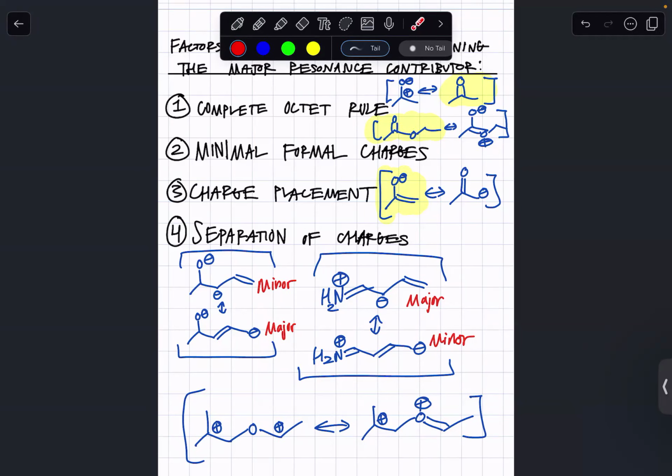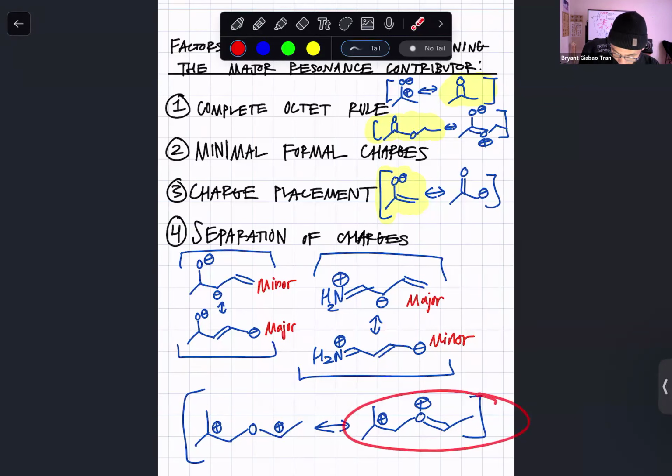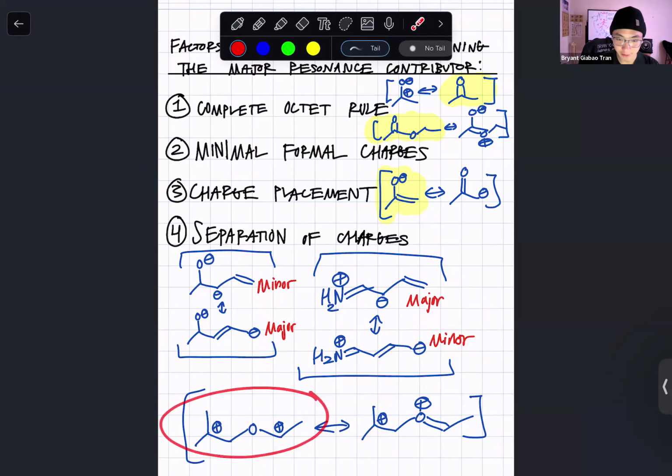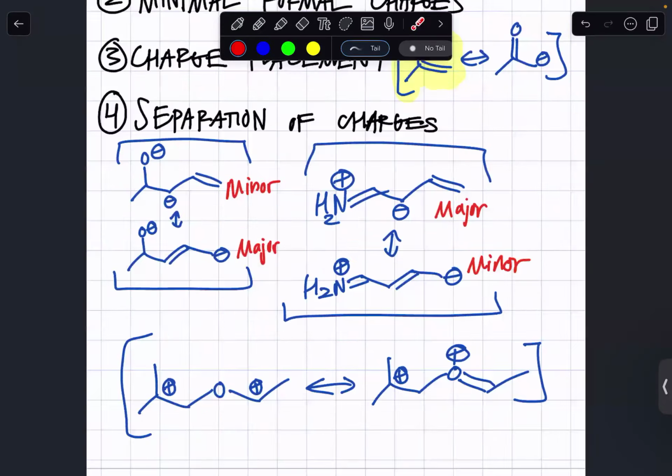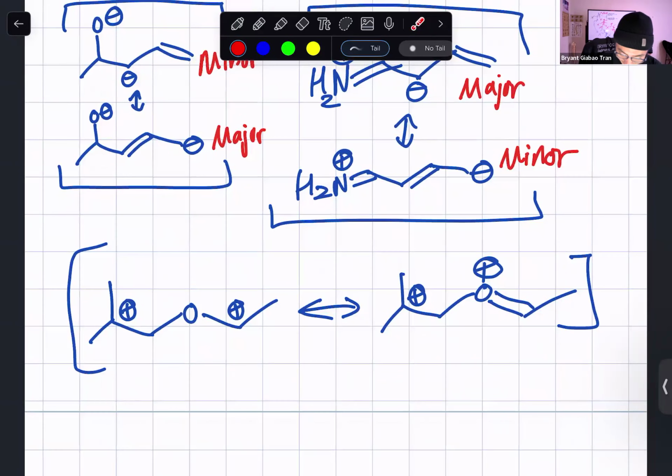Is it the right one? Yeah, it's the right one. Because of what factor? What's the most important factor? The octet rule. Every atom in the right resonance structure here fulfills the octet rule. What atom in the left resonance structure does not fulfill the octet rule? The carbon? Yeah, this carbon right here.